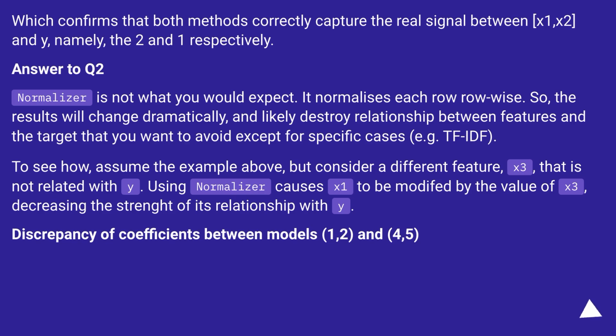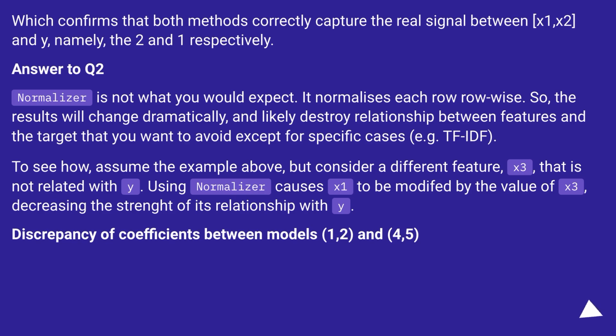Which confirms that both methods correctly capture the real signal between x1, x2, and y, namely, the 2 and 1 respectively. Answer to Q2. Normalizer is not what you would expect. It normalizes each row, row-wise. So, the results will change dramatically, and likely destroy the relationship between features and the target that you want to avoid, except for specific cases, for example TF-IDF.